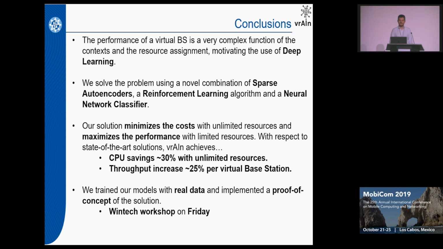We use, in this work, a novel combination of reinforcement learning, sparse autoencoders, and a neural network classifier to solve the problem of resource allocation in virtualized radio access networks. Our solution reduces the CPU cost by over 30% with unlimited resources and increases the throughput by over 25% with limited CPU resources with respect to the state-of-the-art solutions.